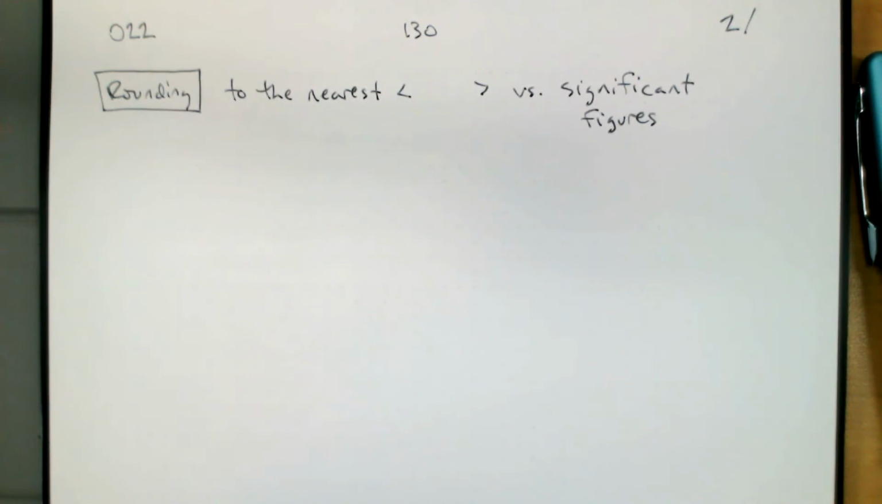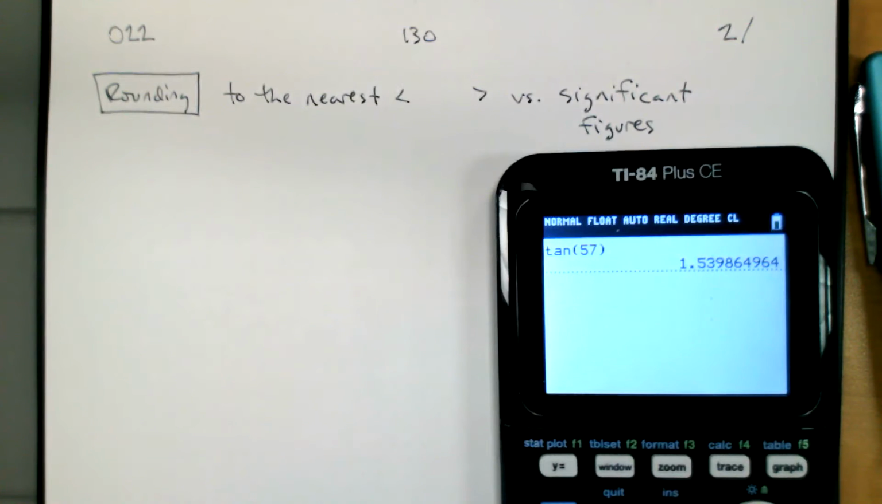Today in part 2, we want to talk about rounding to a specified decimal place or rounding to a certain number of significant figures. So we're just going to start with a value that might show up on our calculator that's going to have too many digits. I just picked something at random and I put tangent of 57. Specifically, I was looking for something with a 9 in it somewhere near the front.